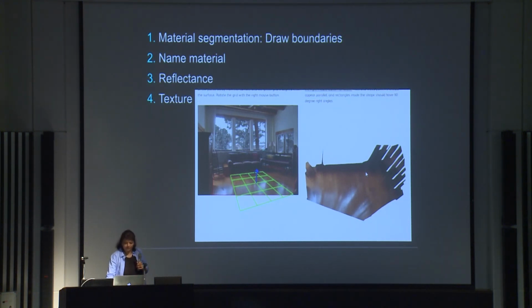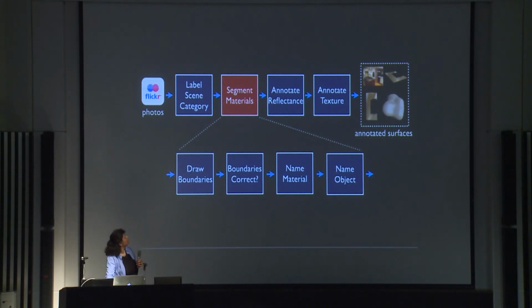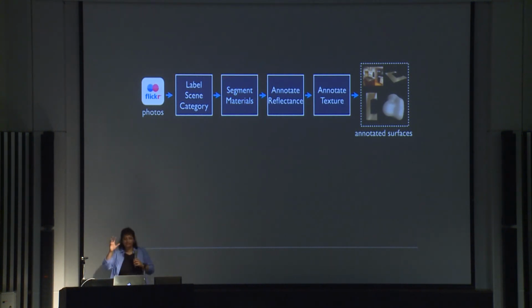That's the high-level pipeline. All right, so now I'm going to go through each part. Actually, let me pop back a level. So at the high level, these are the 4 big stages. You first scrape all your photos. You label the scene categories. I won't talk much about that. That's actually pretty straightforward. I'll talk about the other 3 boxes here.